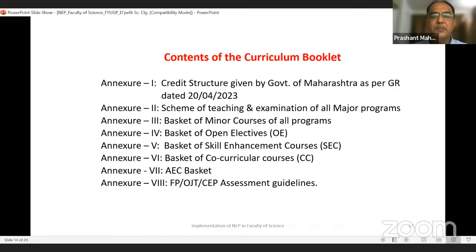Probably we all deans have to discuss and amalgamate all these baskets of minor together, open electives together, skill enhancement together, faculty wise. So we will think on it, and we already had a discussion. But how operative, how easier it is, or how less complicated it is to amalgamate the baskets, that we need to check. Then Annexure 2 scheme, Annexure 3 minor courses basket, Annexure 4 open electives basket, Annexure 5 skill enhancement courses basket.